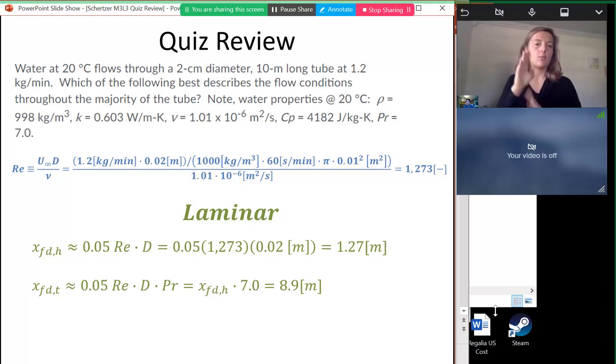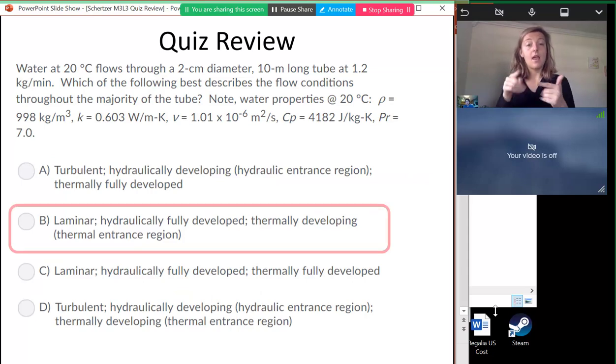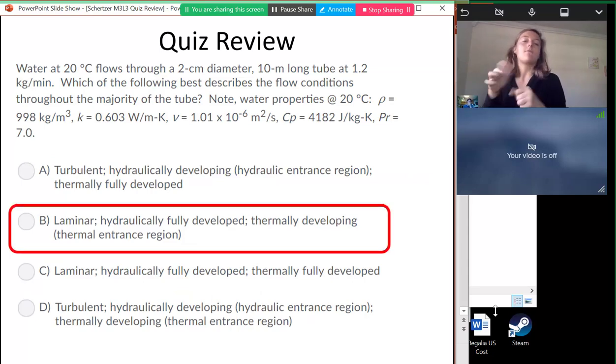Then we can do the same thing for the thermal boundary layer. We can take the length that we have for the hydrodynamic boundary layer and multiply by our Prandtl number, which in this case is 7, and we get that it takes about 9 meters for the flow to develop thermally. So most of our 10 meter long pipe is developing, and a little bit at the end is developed. So in this case, we have a laminar flow that's hydrodynamically fully developed and thermally developing for most of the pipe.